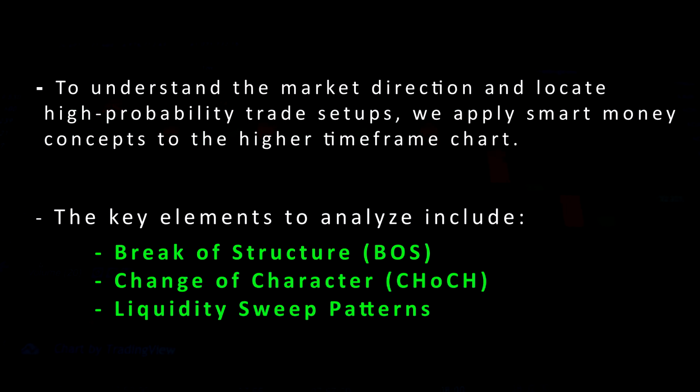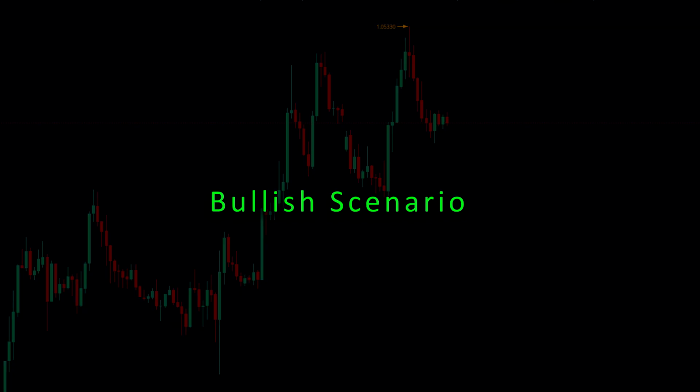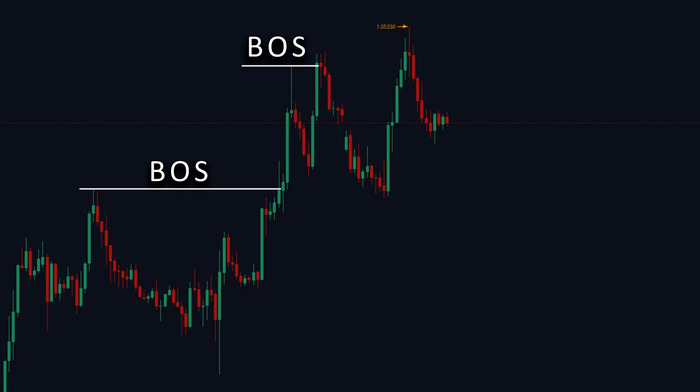Step 1. Analyzing market structure on the higher time frame. To understand the market direction and locate high-probability trade setups, we apply smart money concepts to the higher time frame chart. The key elements to analyze include break of structure, change of character, and liquidity sweep. Bullish scenario. On the candlestick chart, multiple breaks of structure to the upside confirm a bullish trend.